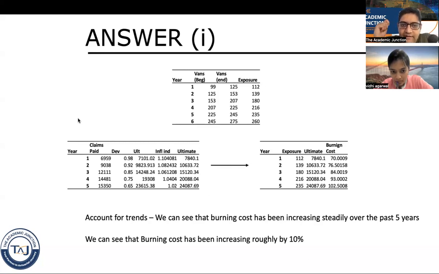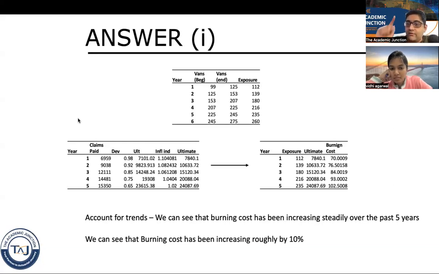Now, the most important aspect over here is when you get the burning cost, you have to understand the trend in the burning cost. Look at the trend in the burning cost. Over 5 years, the burning cost has gone from 70 to 102. It's showing an increase every year. Year on year, there is an increase: 70, 76, 84, 93, 102.